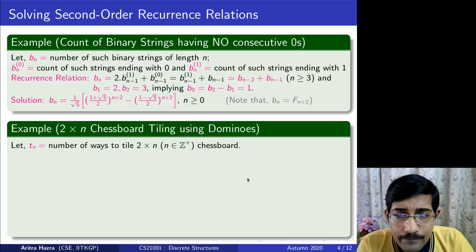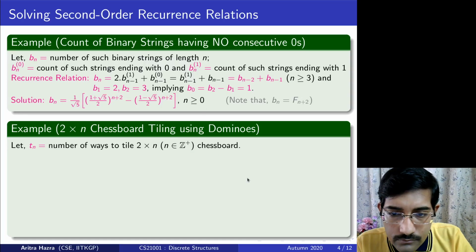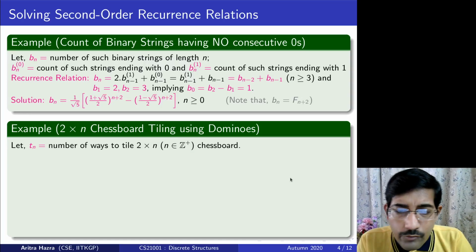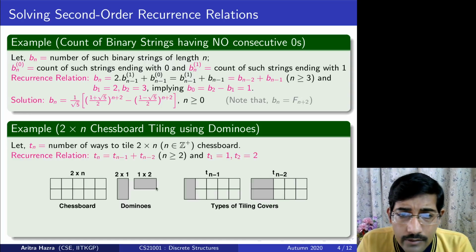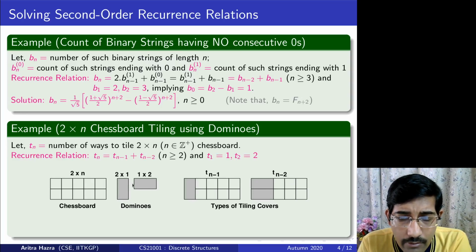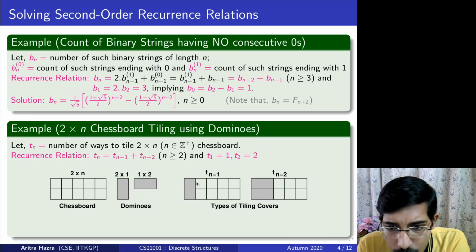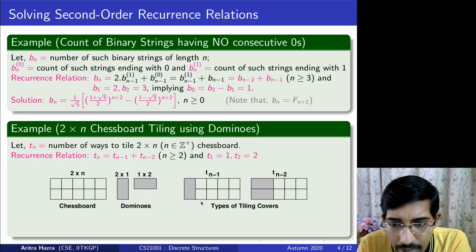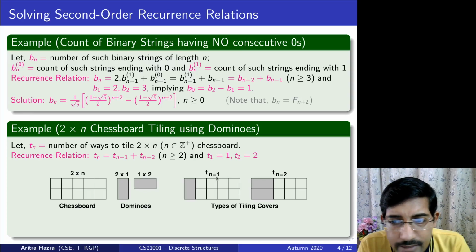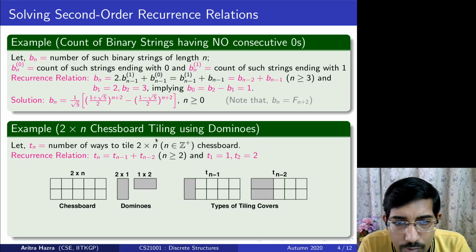Therefore, we see that this is my chessboard and these are 2 dominoes that were given to me, 2 cross 1 and 1 cross 2. Now to tile it, I can place this domino in this fashion, and the number of ways I can tile the rest is my answer. So the rest can be tiled in Tn minus 1 ways, given that Tn is the number of ways to tile an n length chessboard of width 2.